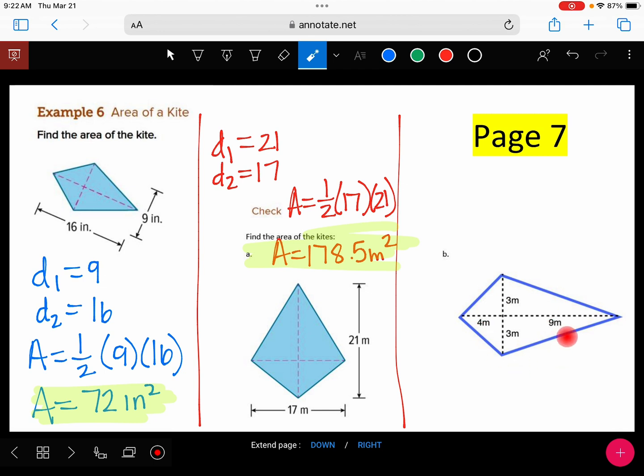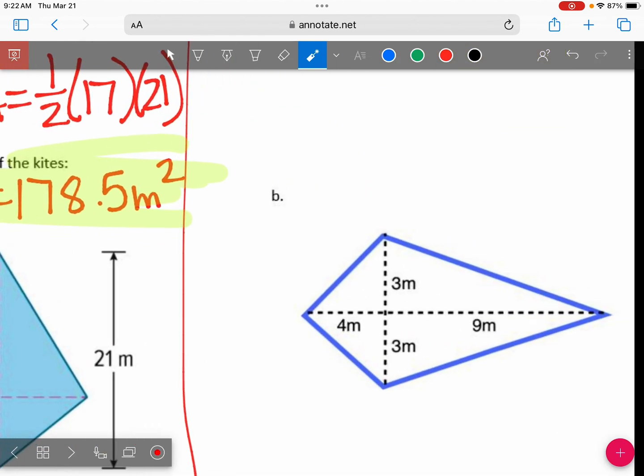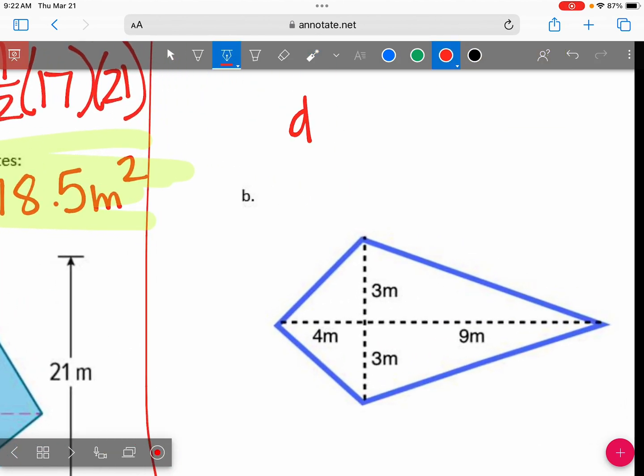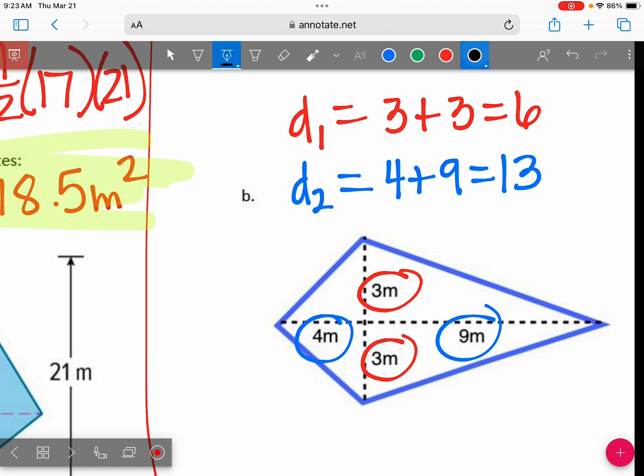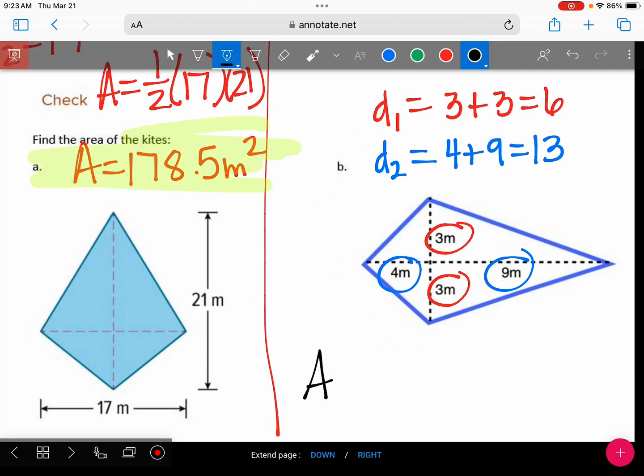Now this one is a little different. This one we do have to add. Okay? So for this one, diagonal 1 is 3 plus 3, which is 6. Diagonal 2 is 4 plus 9, which is 13. And the area would be 1/2 6 times 13. Go ahead, type that in your calculator.